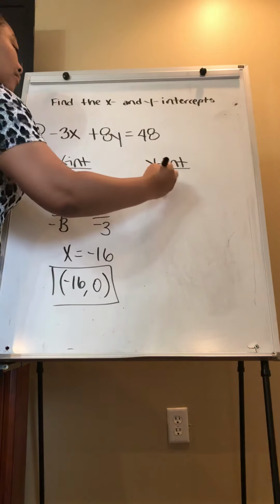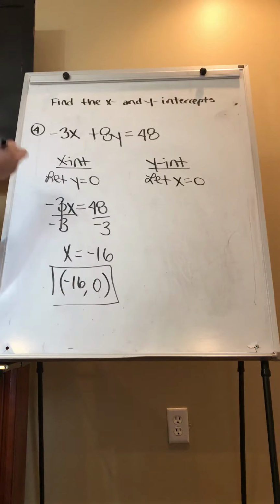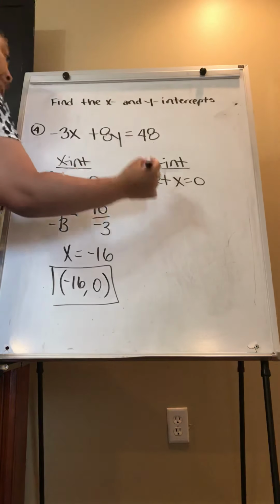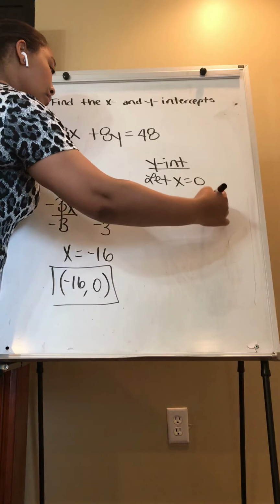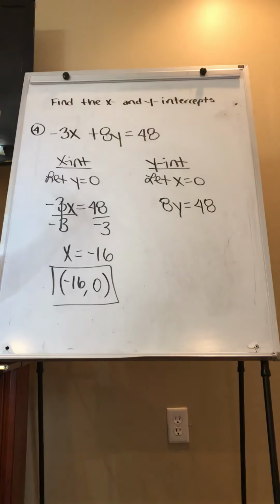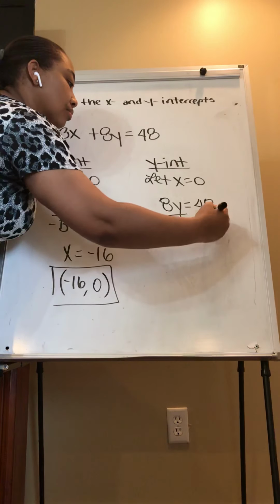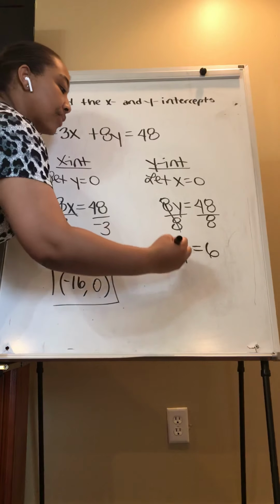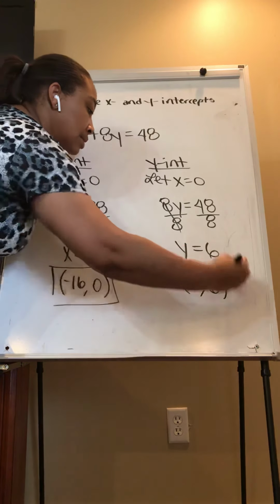Y-intercept, we're going to allow x to be 0. X is 0, it's gone. So you have 8y equals 48. You divide by 8. Y equals 6. So your ordered pair would be (0, 6).